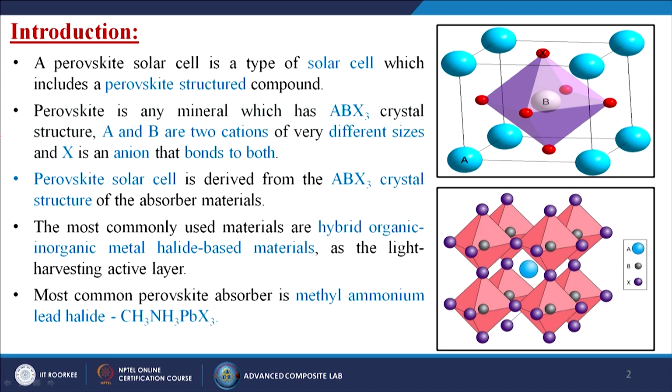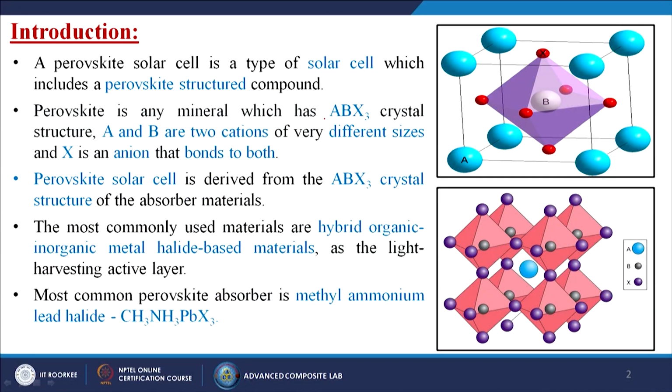Perovskite comes from the name of the scientist who invented this material, or this formula. Perovskite is any mineral which has the ABX3 crystal structure, and that is the vital point, where A and B are two cations of very different size and X is an anion that bonds to both. So, on both sides I have A and B, which have different sizes, and in between I have X, which is holding the hand of A and B.